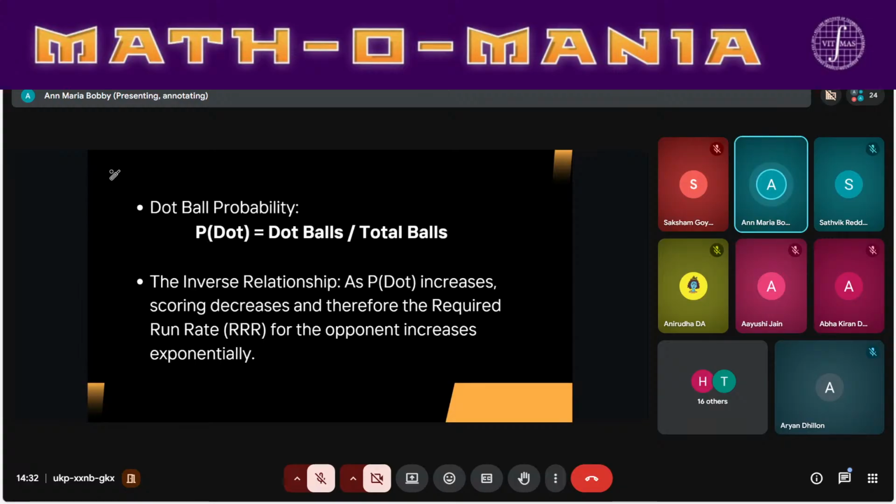As a result, the required run rate for the opponent increases exponentially. If the batters face many dot balls early, they must score much faster later. So that's why the required run rate increases quickly later. They'll have to chase the targets, and of course, their required run rate will increase.